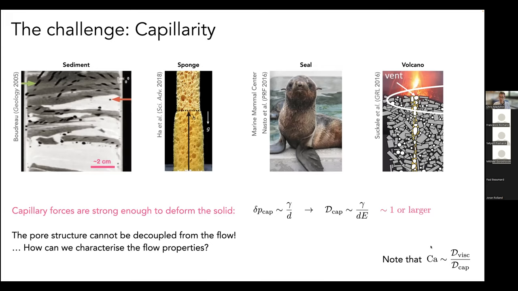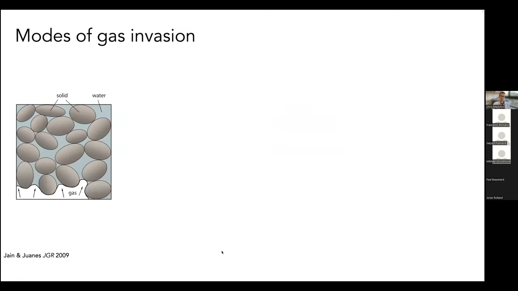And just one point of note, the ratio of the viscous deformability to the capillary deformability is, of course, the ratio of viscosity to capillarity, which is the capillary number, if that's a familiar quantity to you. So the question is, what can we do for modeling this particular problem?